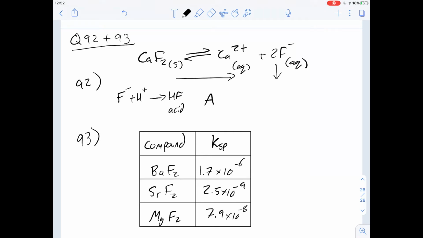93 says a solution of sodium fluoride is added to a solution that contains equimolar solutions of barium fluoride, strontium fluoride and magnesium fluoride ions. Given the following solubility products at 25 degrees C, what will be the order of precipitation?